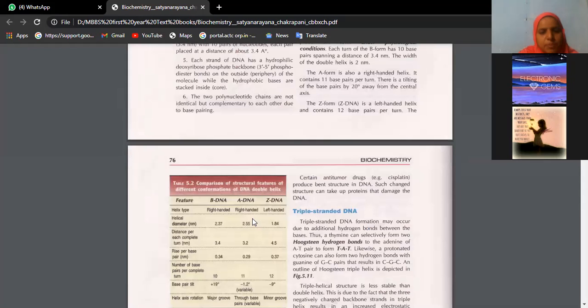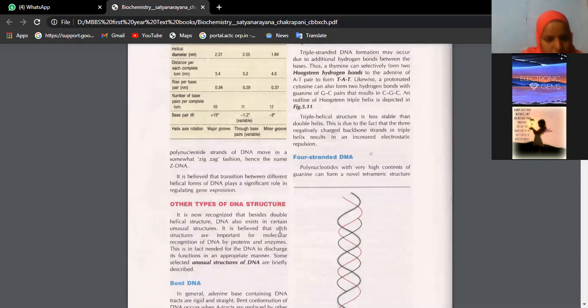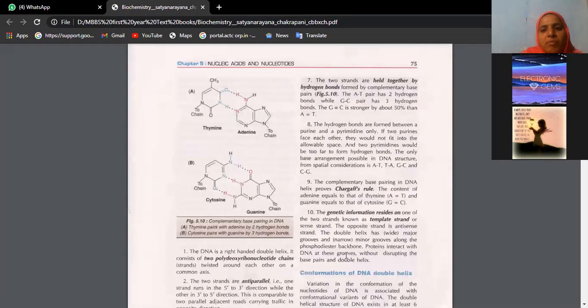What are the various other types of DNA? Just check this table. The other types are B-DNA, A-DNA, and Z-DNA. If you study the Watson and Crick model thoroughly, you can compare and contrast: whether it is right-handed or left-handed, and what the helical diameter is. All these types of DNA are now asked as an essay question, and he is asking you to give the details of B-DNA.